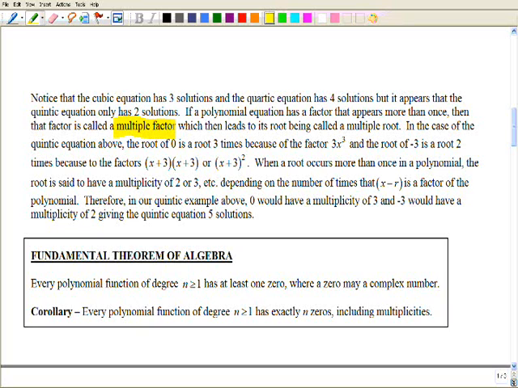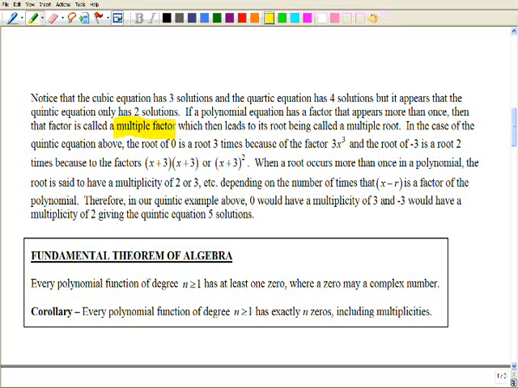In the case of the quintic equation above, the root of 0 is a root 3 times because of the factor 3x cubed, and the root of negative 3 is a root 2 times because of the factors x plus 3 times x plus 3, or that's the same thing as x plus 3 squared.